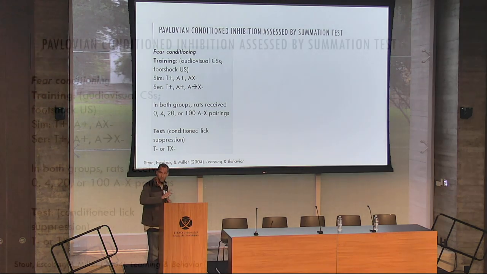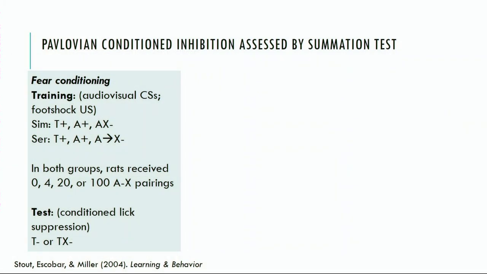This is not my research, but colleagues from that lab. And it's a fear conditioning experiment with rats using audiovisual cues like tones and lights as CSs and a brief mild foot shock as the US. Not really relevant for the purpose of discussion, but it's part of this experiment. There were two types of arrangements of the A and X stimuli. Let me just walk you through the design.